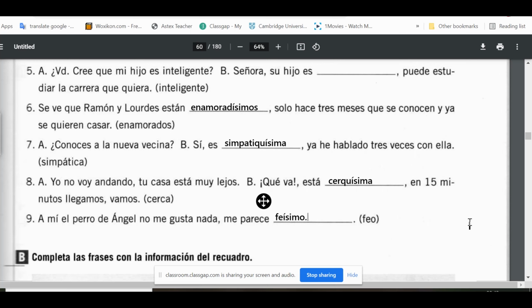So, how do you say really expensive? How do you say expensive? Caro, yeah. So carísimo. Carísimo, carísima. Remember, you have to change the last letter. Okay, how do you say really cheap?